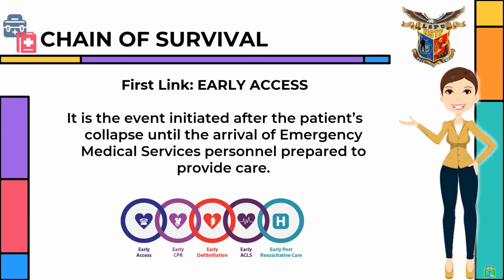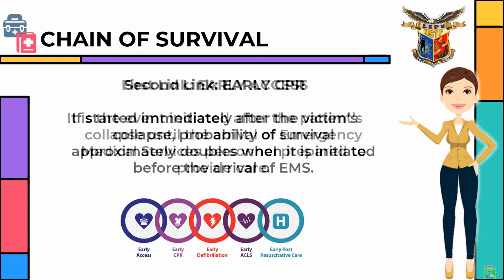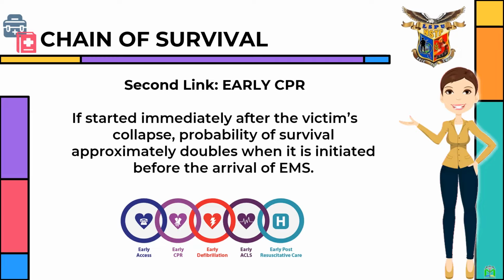The chain of survival. We have 5 links. First link, early access. It is the event initiated after the patient's collapse until the arrival of emergency medical services personnel prepared to provide care. Second link, early CPR. If started immediately after the victim's collapse, probability of survival approximately doubles when it is initiated before the arrival of EMS.